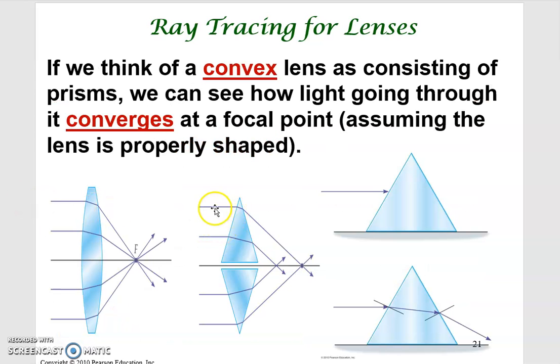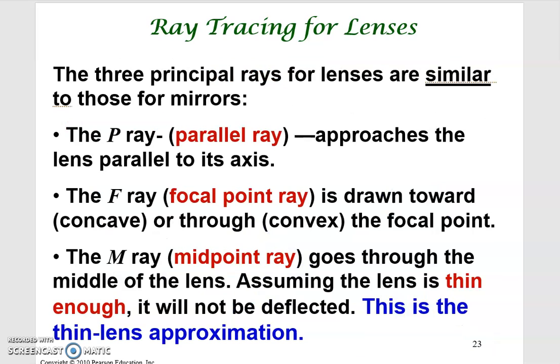For example, this is a parallel ray. When they pass through the lens, they will gather and enter the same point, and this point is the focal point. So this one is a P ray. This one is the F ray, not the P ray.